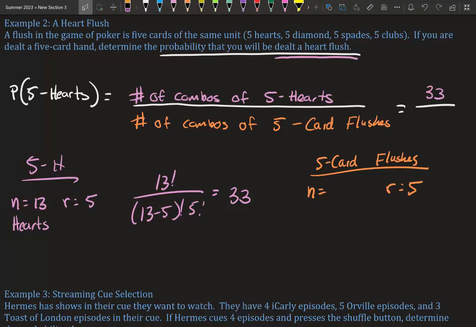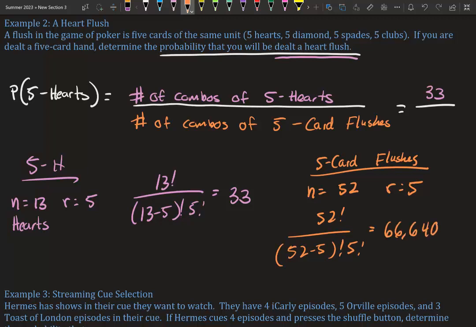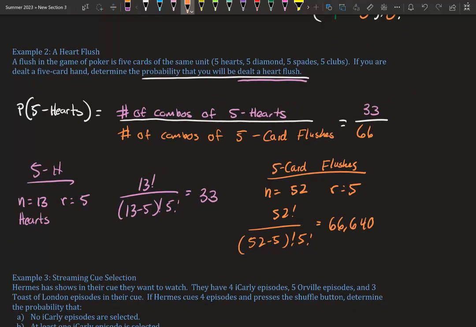But this time we're not looking at just flushes, we're looking at all the cards in a deck. We have 52 cards in a deck. This is why I'm saying you need to use a calculator. You're not going to want to do 52 factorial. That's a lot. So we have 52 factorial over (52 minus 5) factorial, 5 factorial. And when you plug that into your calculator, you're going to get 66,640 different 5-card flushes.